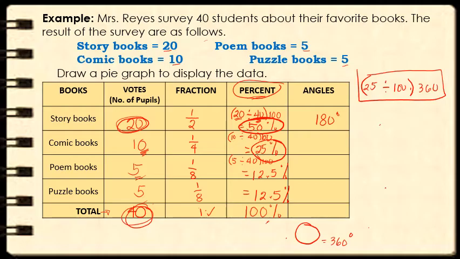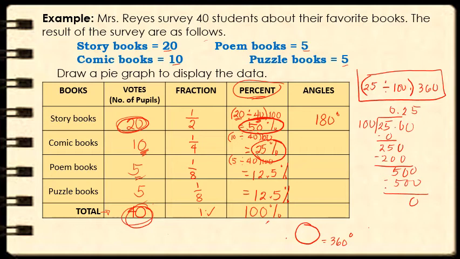So, i-divide natin ang 25 sa 100. Okay? So, syempre, hindi kasya ang 100 sa 25. So, magiging 0 lang siya. 0 times 100 is of course 0. Subtract natin. We still have 25. Add 0, magiging 250. Ilang 100 ang kasya sa 250? We have 2. So, 2 times 100 is 200. 250 minus 200 is 50. Add another 0. 500 divide 100 is 5. 5 times 100 is 500. 500 minus 500 is 0. So we have a quotient of 0.25 or 25 hundredths.